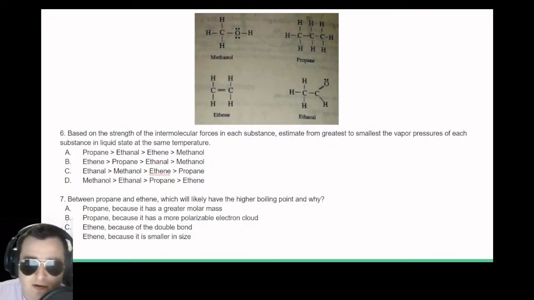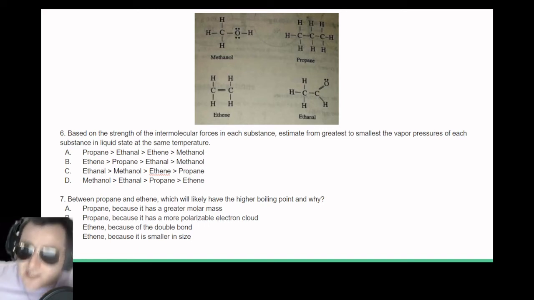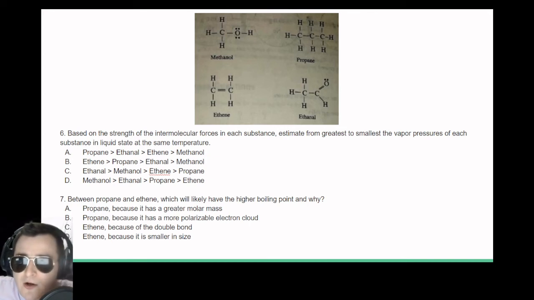Methanol, ethanol. Taking a look at number 6 here. Based on the strength of the intermolecular forces in each substance, estimate from greatest to smallest the vapor pressures of each substance in liquid state at the same temperature. Now, we haven't actually talked about vapor pressure in this video, as it is more of a gases topic. But the greater your vapor pressure is, the more likely you are to skip from the liquid phase to the gaseous phase. The way that I always thought about this in high school was, the more you felt the pressure, the more likely you are to crack.